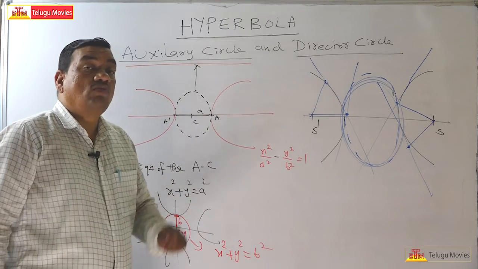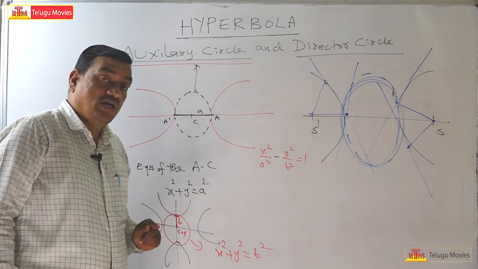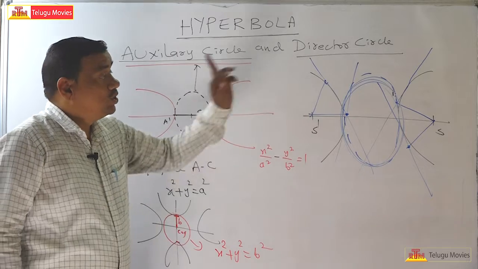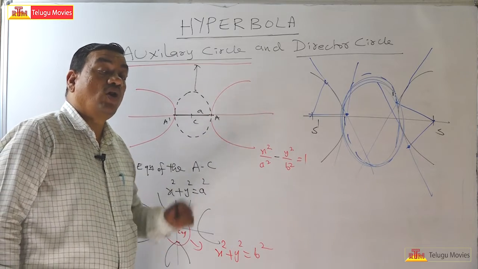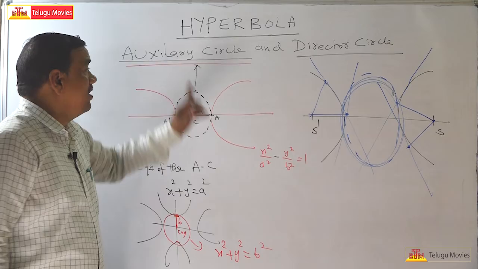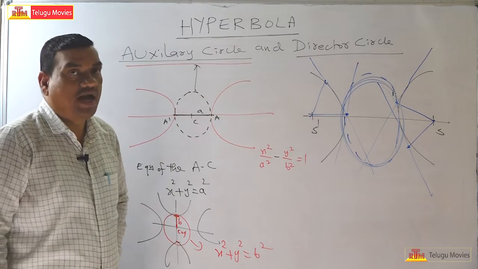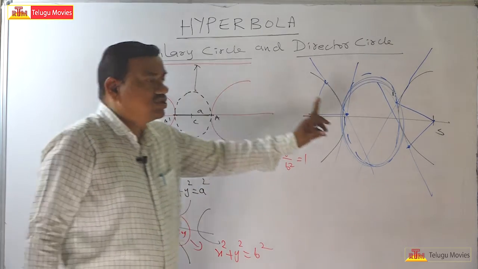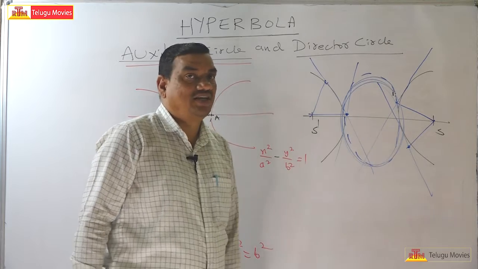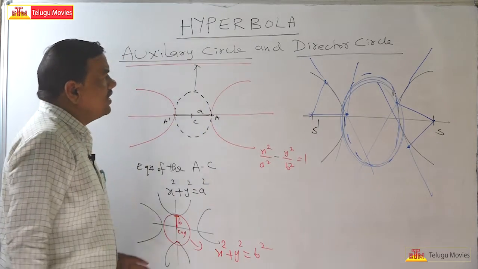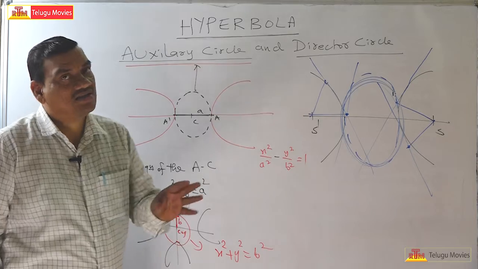So the locus of the foot of the perpendiculars from the foci to the tangents of the hyperbola is a circle called the auxiliary circle of the hyperbola. So this is also a definition of the auxiliary circle. Now let us see what is the director circle.